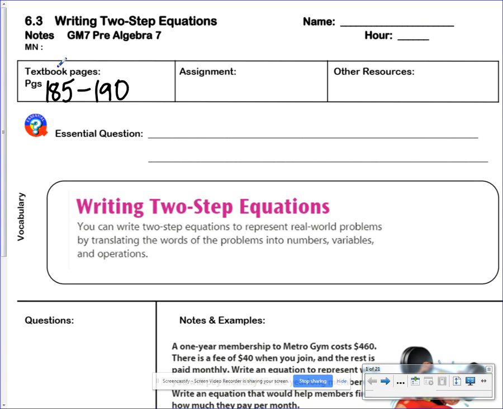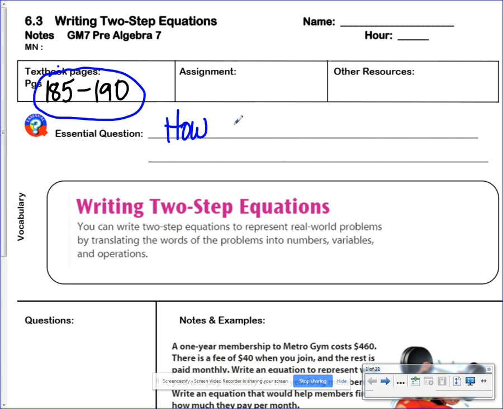Alrighty, here we are, moving right along into section 3 of Mod 6. So take out your notes and get ready. Here we go. The pages that this section covers in your textbook are page 185 to 190.